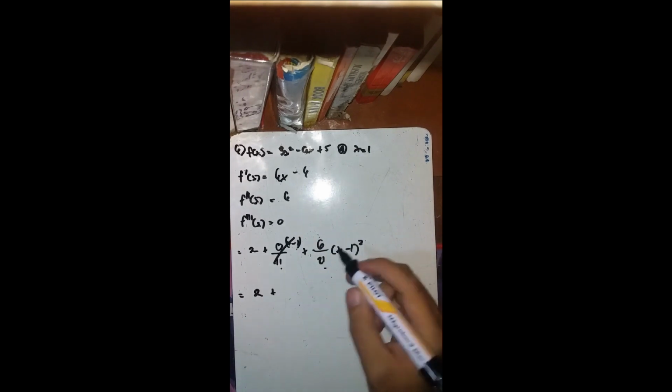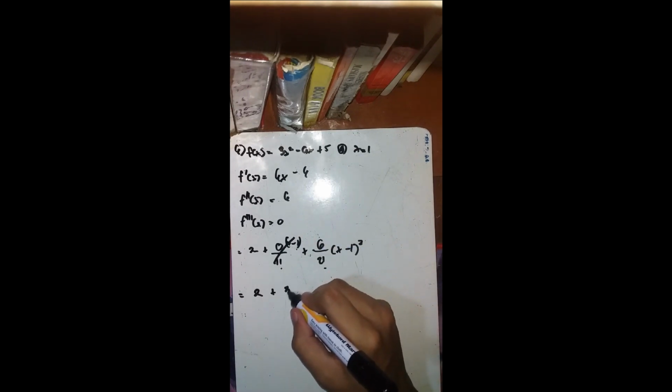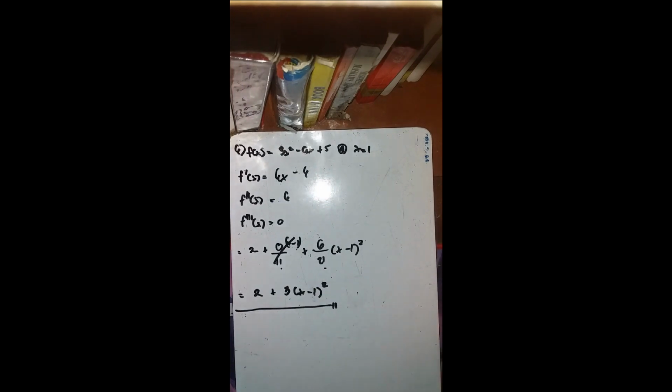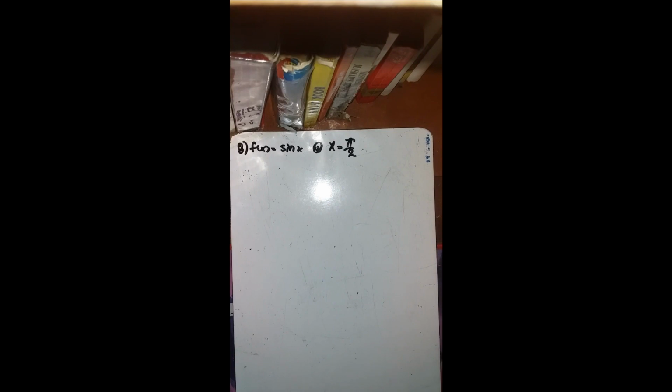What's left is 2 plus this will become 3 times (x minus 1) raised to 2. So this is my final answer. So this is my number 8.